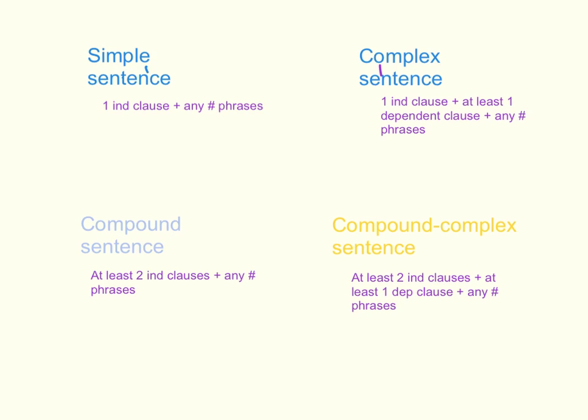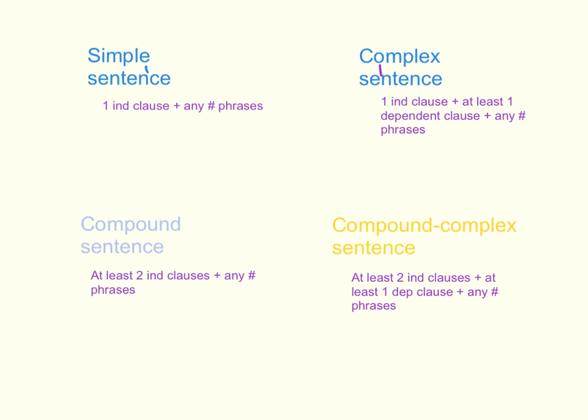So if you notice, each one of the definitions ends in the same way. The definitions are underneath here. They all end with any number of phrases. So there are 2 main blocks of building a sentence: phrases and clauses. Clause type affects what kind of sentence it is, whereas phrase type and number included does not affect what type of sentence it is in these 4 designations.